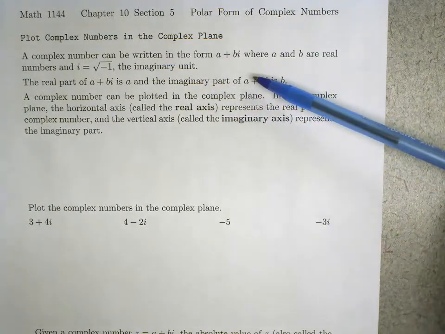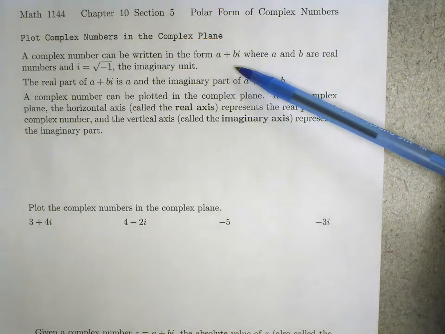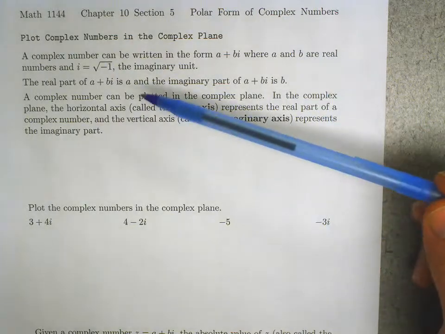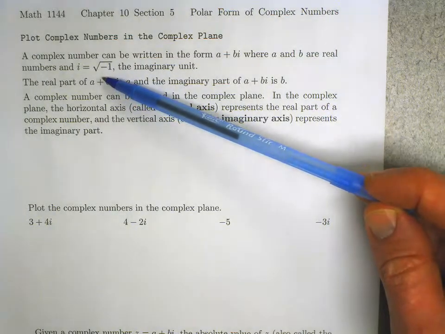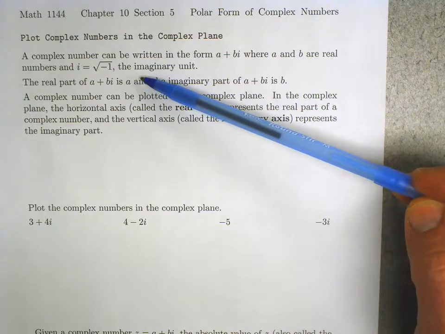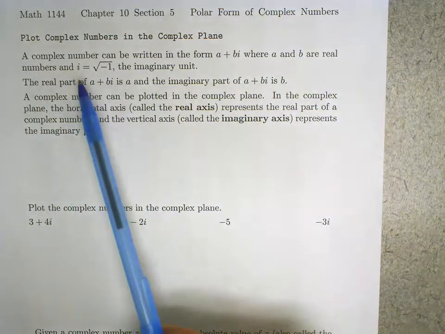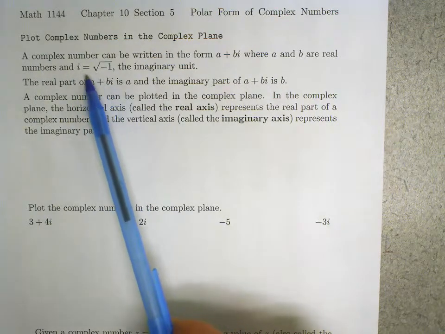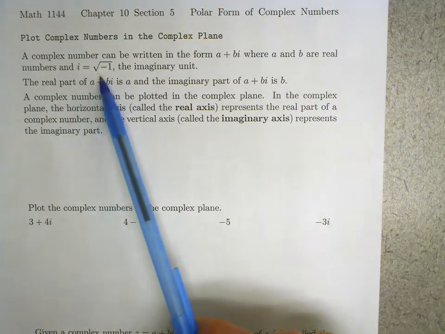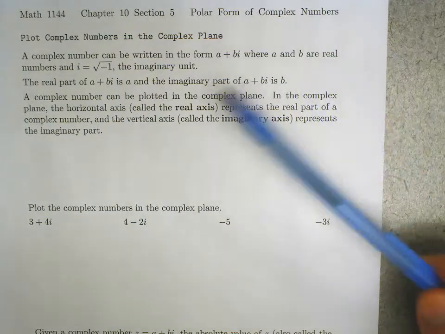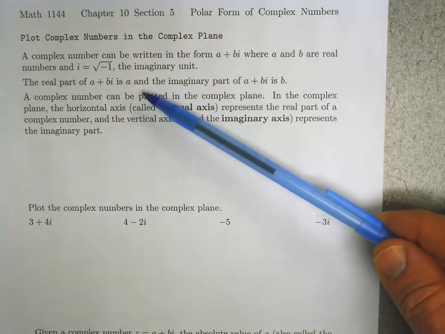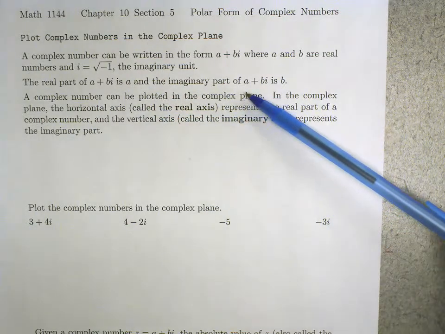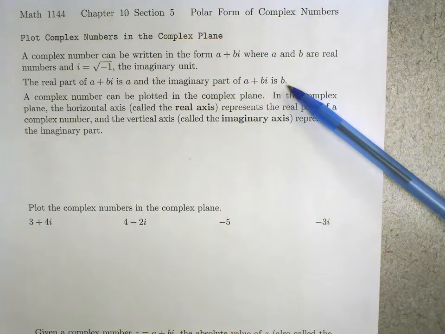A complex number can be written in the form a plus bi, where a and b are real numbers, and i is just the square root of -1, called the imaginary unit. Lowercase i is used because it's simpler to write i instead of always writing the square root of -1. The real part of a plus bi is the real number a, and the imaginary part of a plus bi is the real number b.